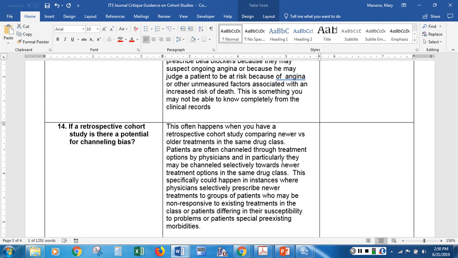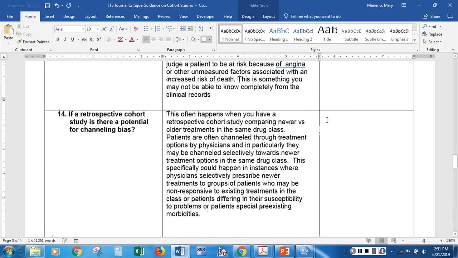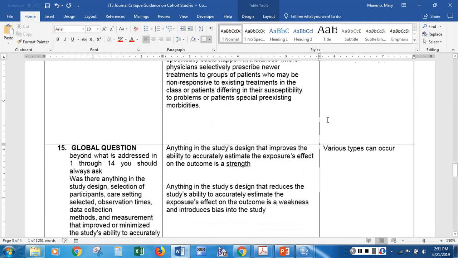And so if you're looking at downstream outcomes of these two groups of patients, the group that has been channeled to the newer drug tends to have poorer outcomes. Not because of the drug, but simply because of the patient population that is being served. That is channeling bias. Again, in our study, it's not applicable. So, in fact, I should just delete it there. It's not something we can quote as related to our study, but it is a weakness if you identify it in the study. Lastly, the global question.